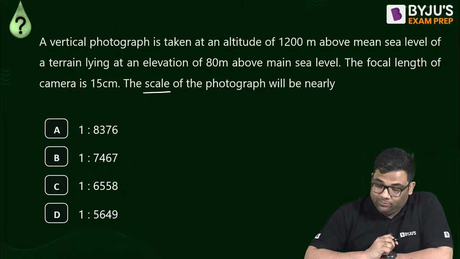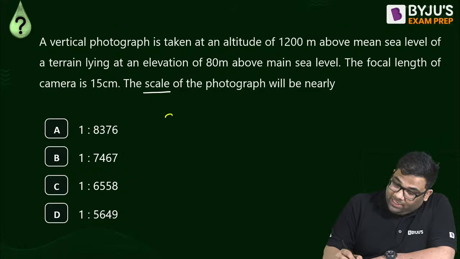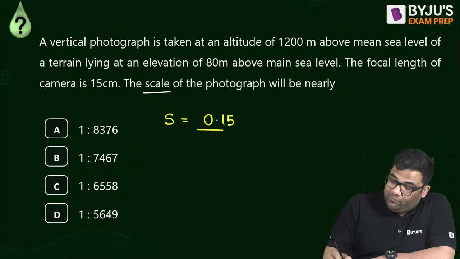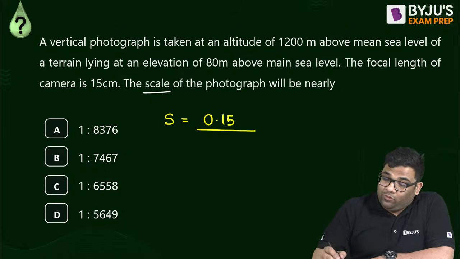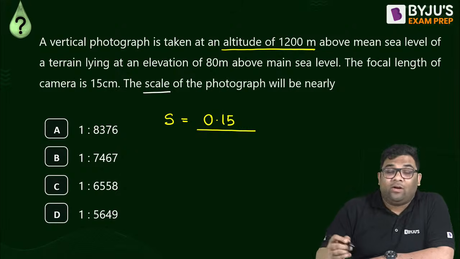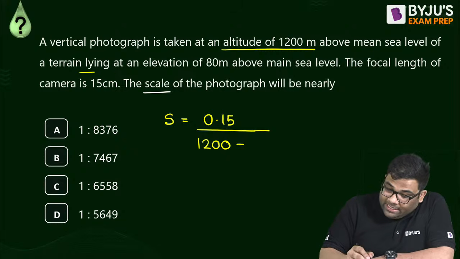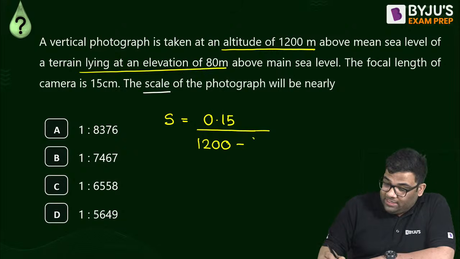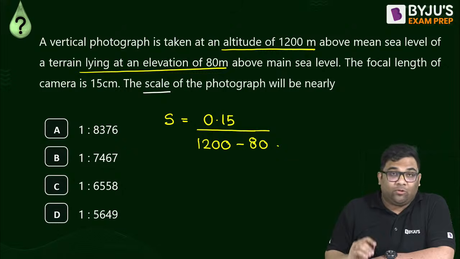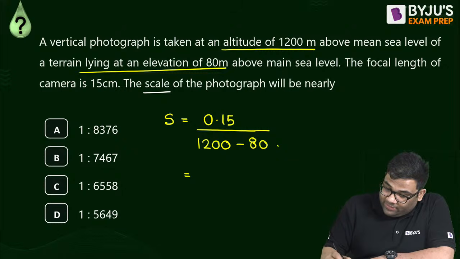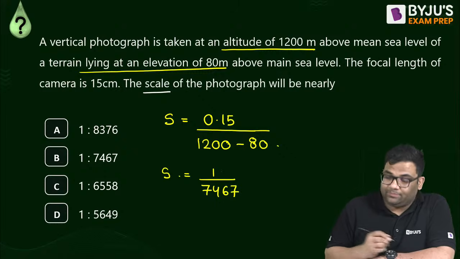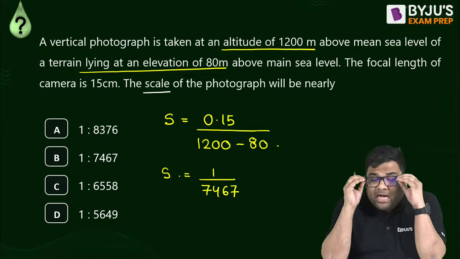B, okay, so this time Juhi won, so 4 winners. Scale will be equal to the focal length, which is given 15 centimeter, that is 0.15, divided by the flying height, since the photo is taken at altitude of 1200, and the terrain is lying at elevation of 80. This is the average height of that particular terrain. So from this, you are getting 1 by 7467 approximately.